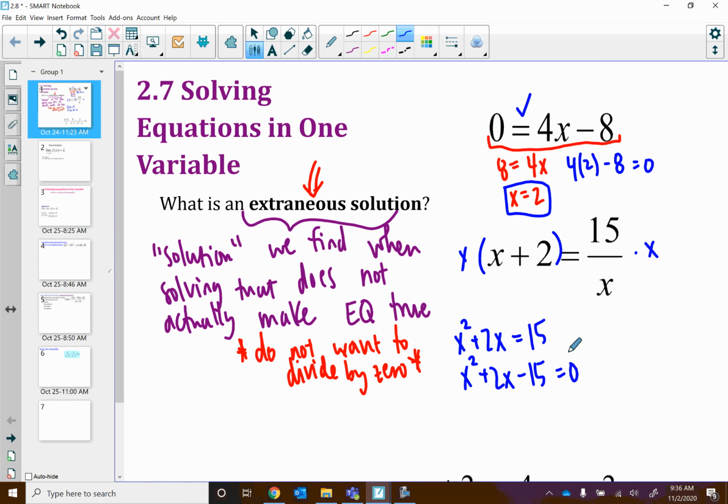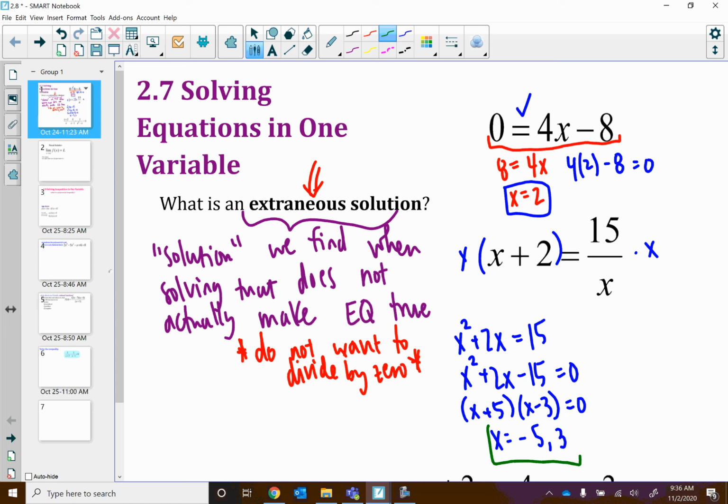We see we have a quadratic, and hopefully your mind is like, yes, I want to factor that. I want to factor it into x plus 5, x minus 3 is equal to 0. Set each of the factors equal to 0, and we get x is equal to negative 5 and positive 3.